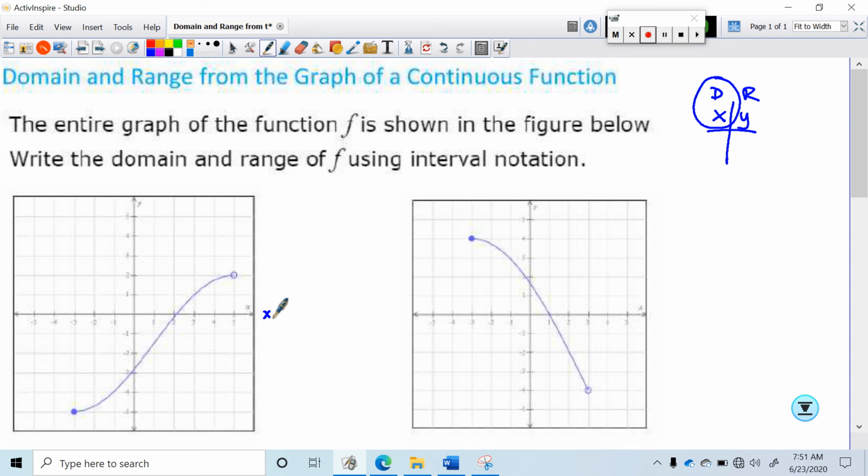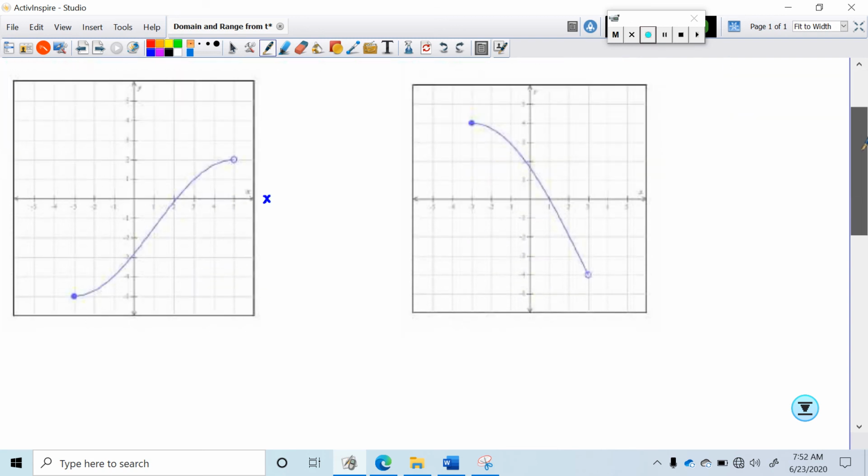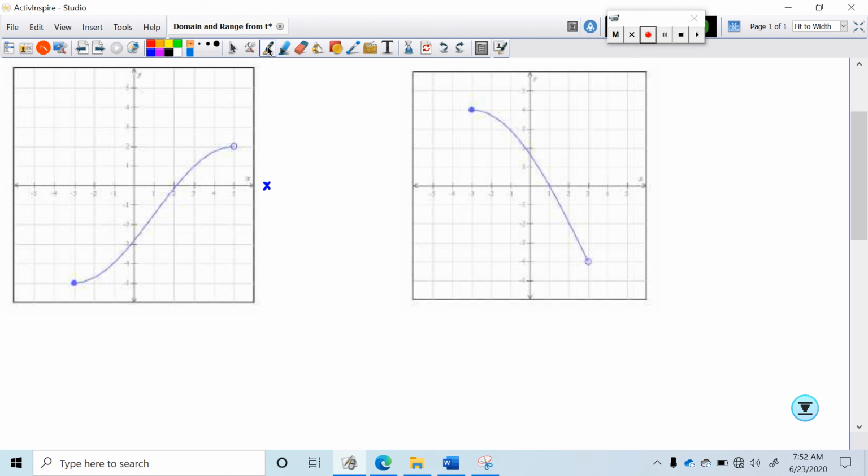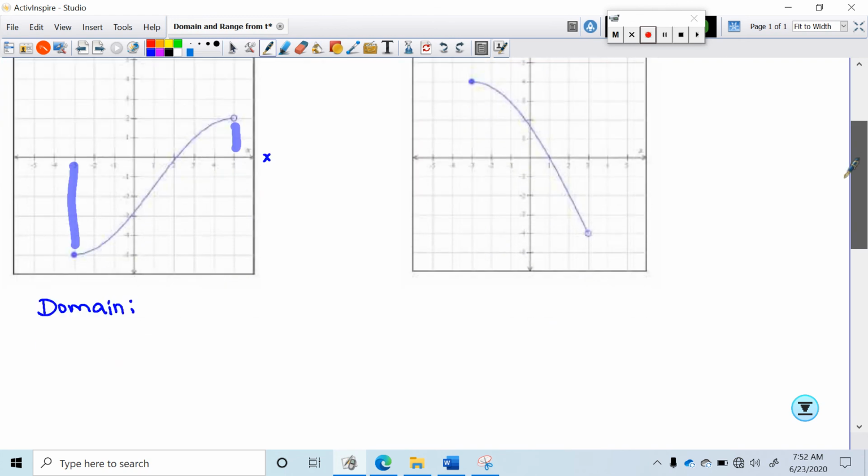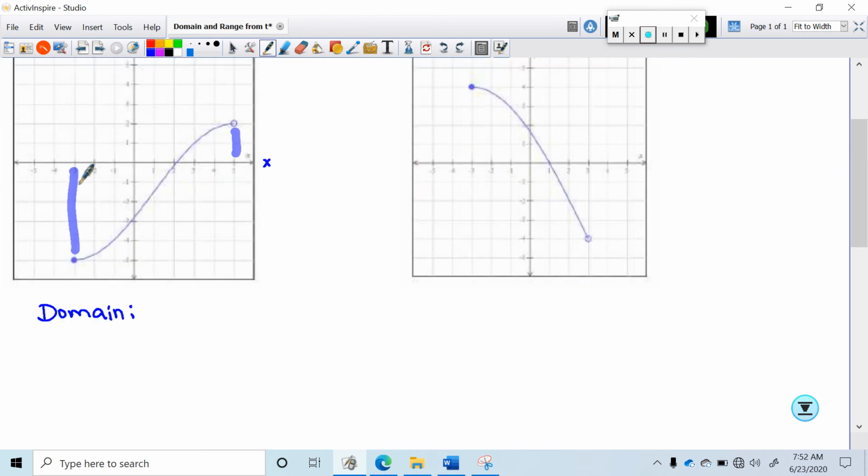Now this is the x-axis here. The x-axis you read from left to right. So on the x-axis, you start with the beginning of the graph to the end of the graph. So for the domain, it says interval notation. So what you do is you tell me where that graph starts and ends on the x-axis. So it's starting at -3, it's ending at 1, 2, 3, 4, 5. So from -3 to 5.